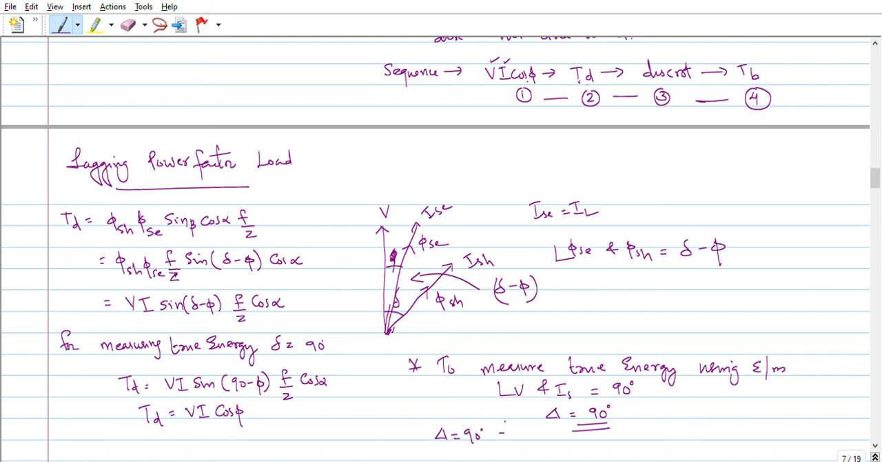then the pressure or shunt coil must be... delta 90 degrees means the angle between voltage and current is 90 degrees. The voltage is leading and the current is lagging. The angle between voltage and current is 90 degrees, therefore the pressure coil must be highly inductive. Very important conclusion point.